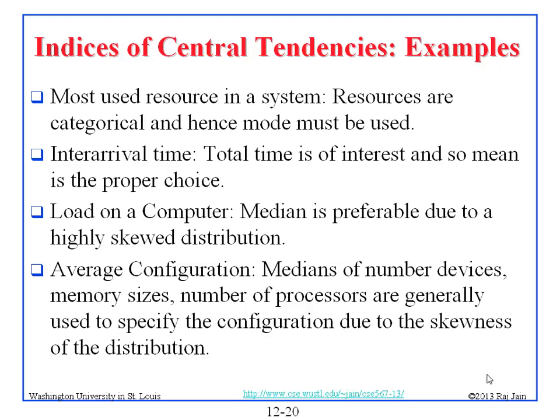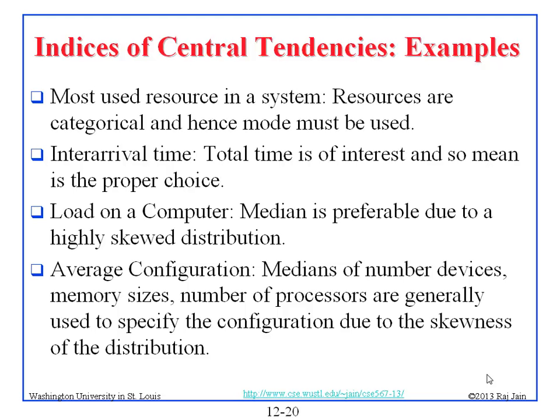Inter-arrival time. So we want to know the inter-arrival times of requests. Now, if you add up all the inter-arrival times, the first person came, after that 4 seconds later the second request came, then 4 seconds later third request came, and the sum of these is the total time interval that you measured. So it has some physical meaning, and it is of interest, and therefore mean would be the proper choice.